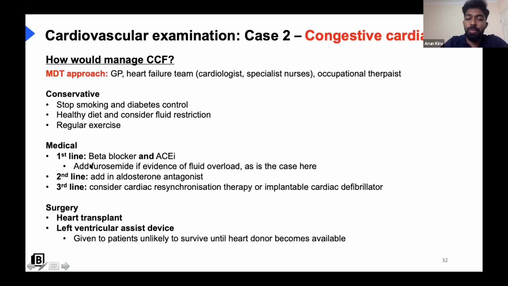And then add in loop diuretics such as furosemide if there's signs of fluid overload, which you've got here with the pulmonary edema and the peripheral edema. And then these are some extra stuff that if you can remember, then great, more for your MCQs.